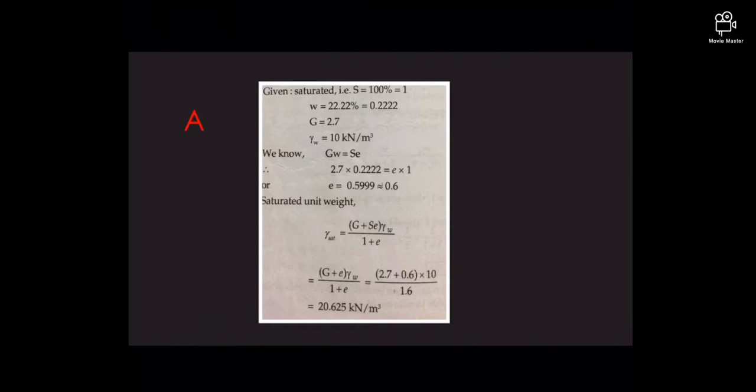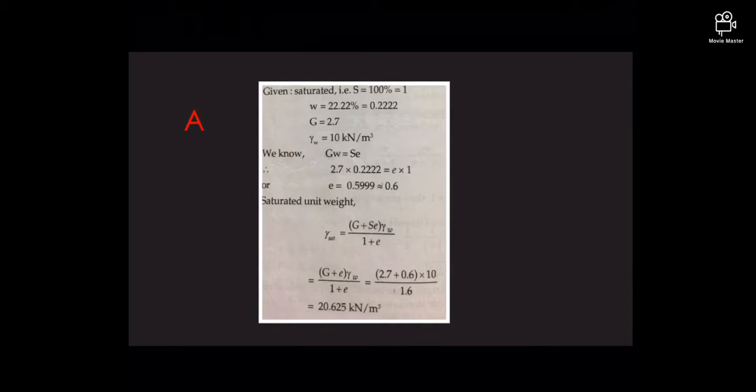So it's given S is equal to 100%, so we are taking it as 1. Then water content is 22.22%, which is equal to 0.2222. G is equal to 2.7. Gamma W is equal to 10 kilonewton per meter cube. So from the equation G into W is equal to E into SR, we are getting E as 0.6.